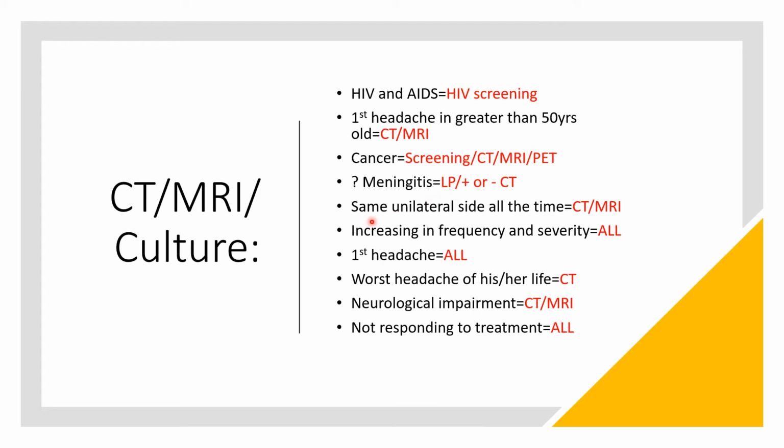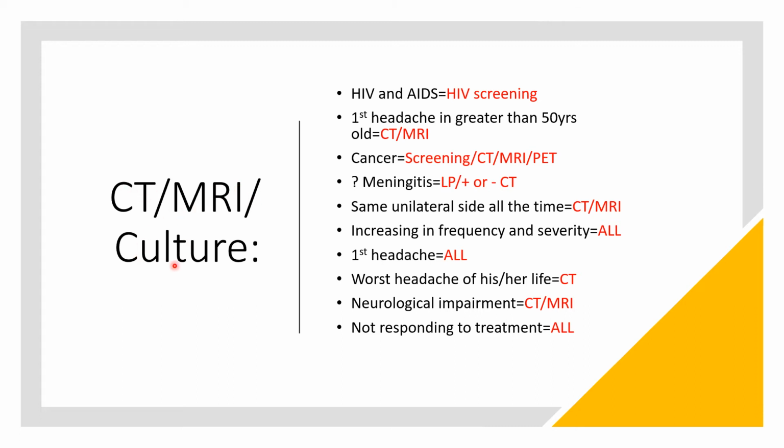If this headache is occurring on the same unilateral side all the time, then you need to know what is happening in that brain. There's an increase in frequency of migraine attacks, and the severity is also getting worse with time. Then you have to do all. How do I mean? You will do CT if it's available. If it's not, you do MRI quickly.